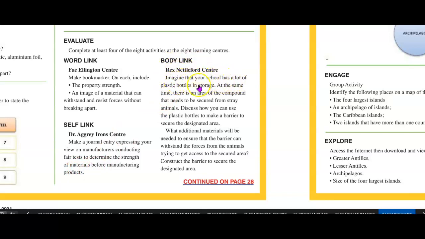Body link now from the Rex Nettleford Center. Imagine that your school has a lot of plastic bottles in storage. At the same time, there is an area of the compound that needs to be secure from stray animals. Discuss how you can use the plastic bottles to make a barrier to secure the designated area. What additional materials will be needed to ensure that the barrier can withstand the forces from the animals trying to get access to the secured land? Construct the barrier to secure the designated area.